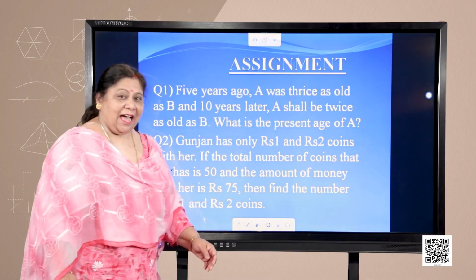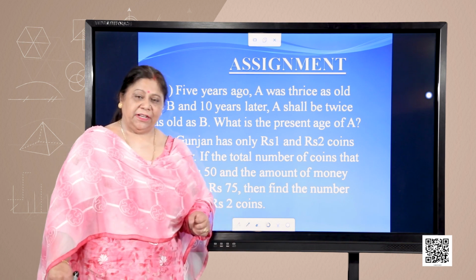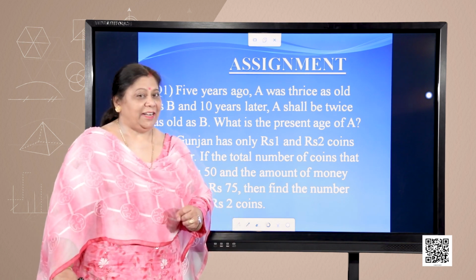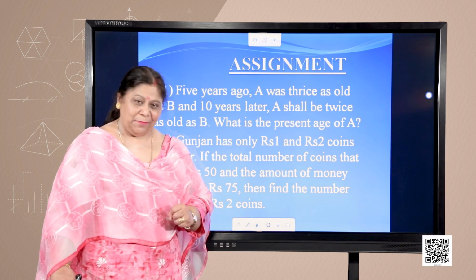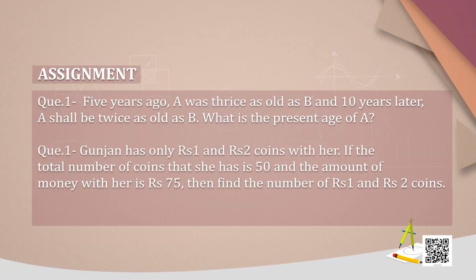So students, I think you have understood the graphical representation of these questions. Now let us take down some questions as assignment. First question, 5 years ago, A was thrice as old as B, and 10 years later, A shall be twice as old as B. What is the present age of A?